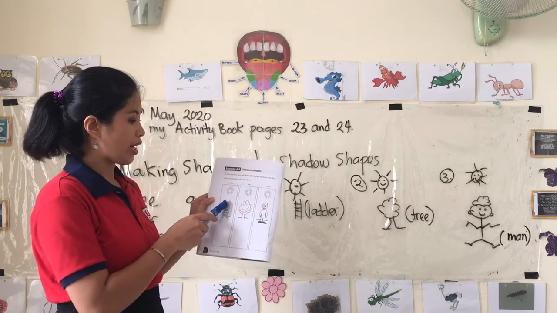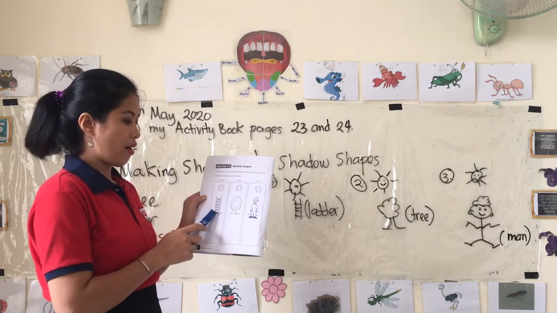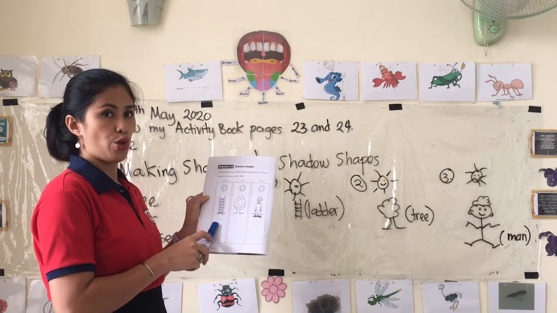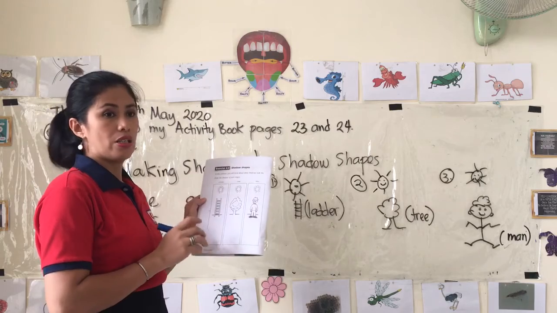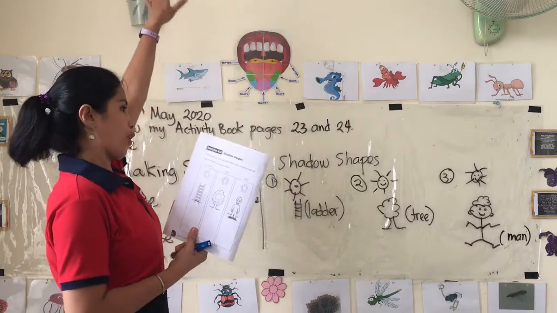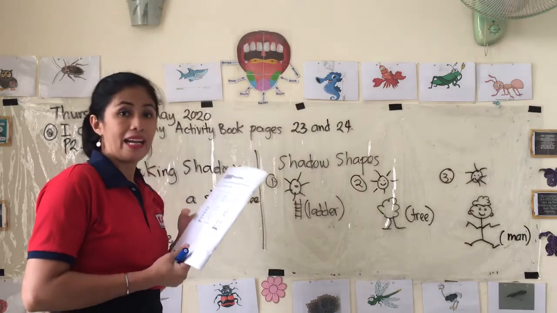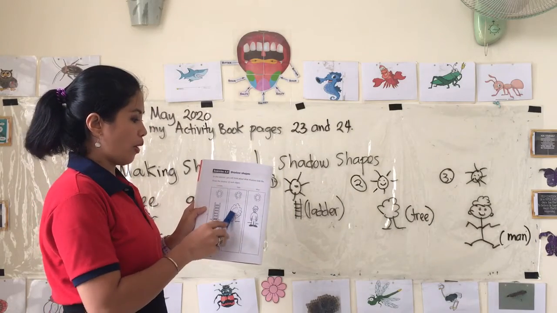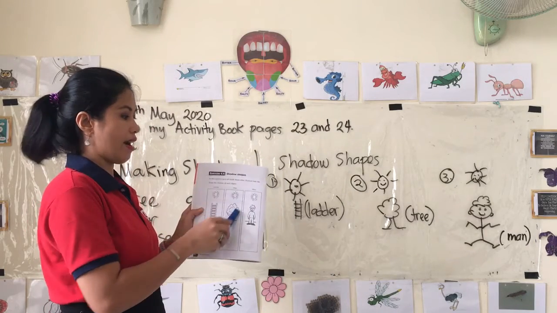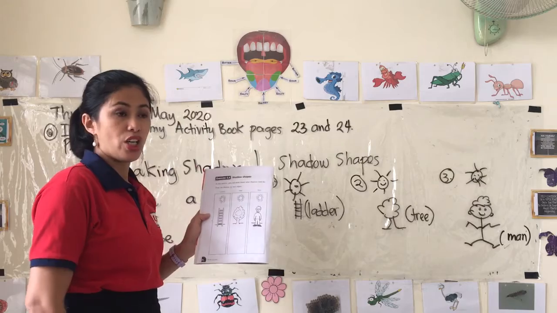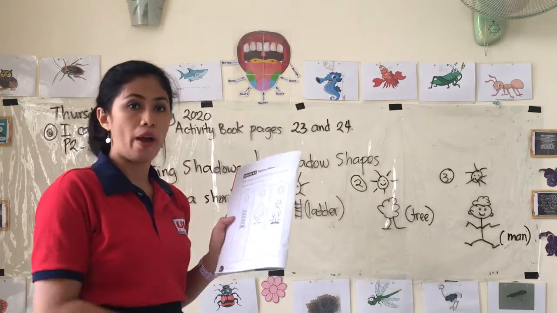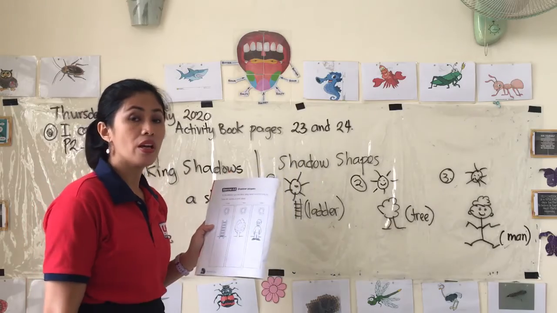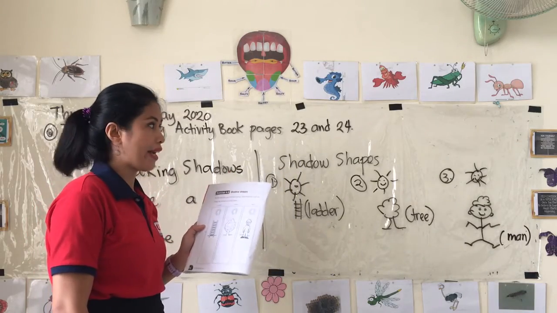So the first object is a ladder, right? A ladder is used to what? If you cannot reach something, it's beyond your reach, so you are going to use a ladder. And how about this one? Another tree, right? And the man. So we know that a shadow will depend on the position of the source of light, right?